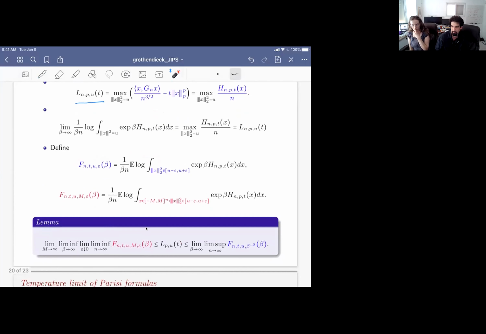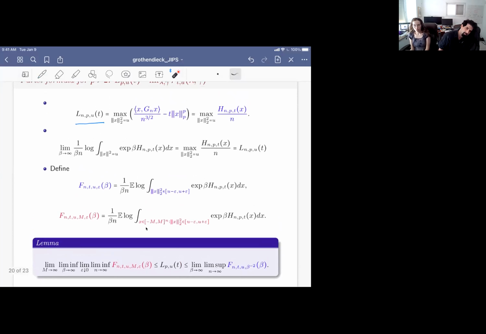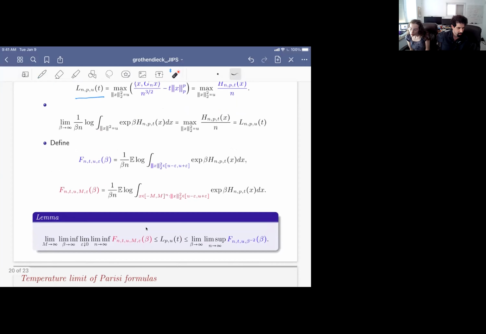So for that, we come up with both upper and lower bounds for this limiting Lagrangian function, analyze the upper and lower bounds separately, and prove that miraculously they match. For the upper bound, instead of looking at this free energy, we look at a slightly different free energy where, instead of the square of the normalized L2 norm of X equal to U, we take the square belonging to U minus epsilon to U plus epsilon for some small fixed parameter epsilon, and define the free energy. And this blue free energy actually comes up in the upper bound.